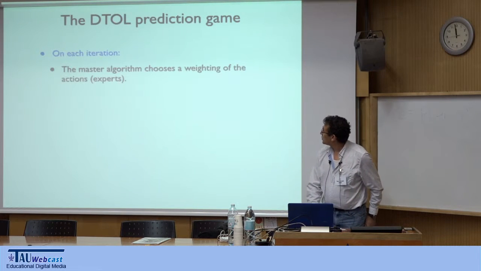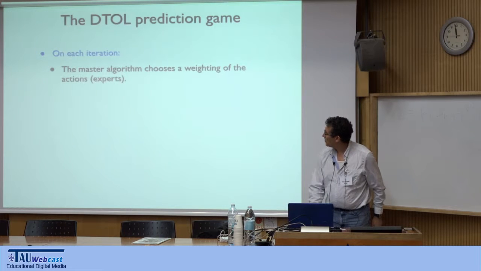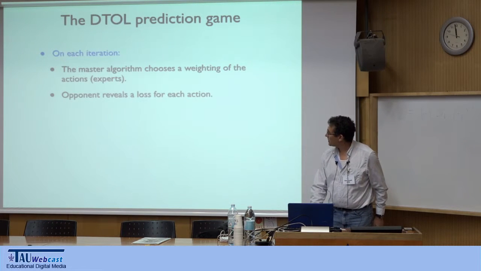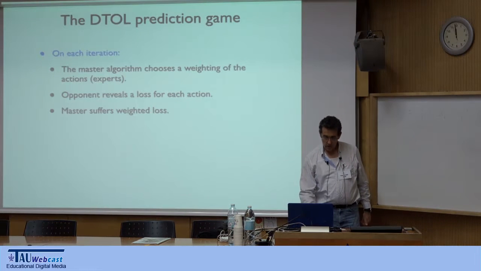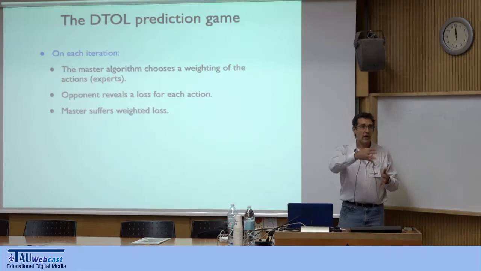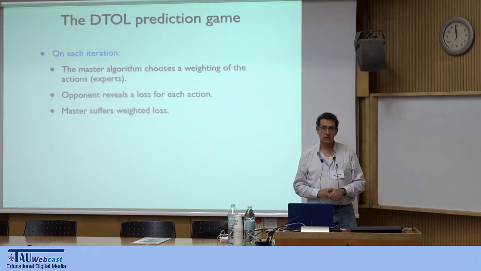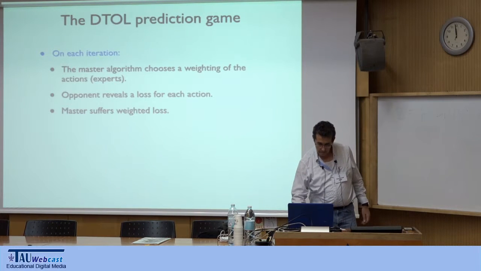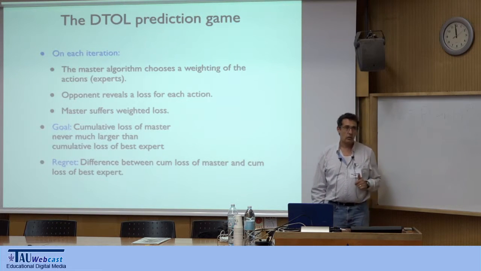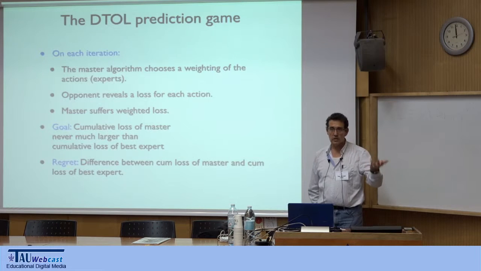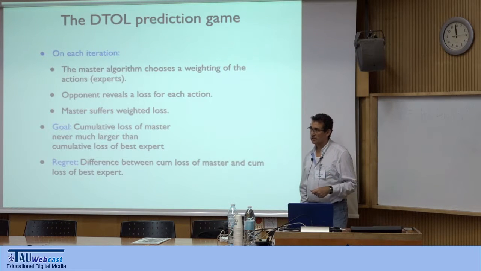The master algorithm chooses a weighting of the actions. The opponent reveals a loss for each action. The master suffers the weighted loss: the losses of the experts weighted by the distribution they put on the experts. And the goal is the same as before. Okay, so we want to minimize regret. We want to never be much worse than the best action in hindsight.